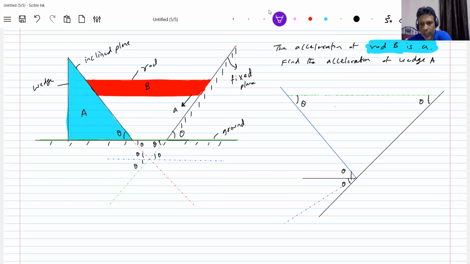Okay, are you getting this one? So this is the common normal. Okay, let's indicate all the angles here. So this was a theta, this total angle. So let me call this is say some alpha.